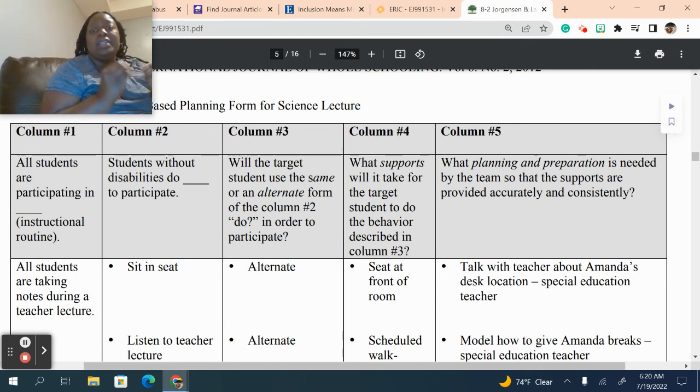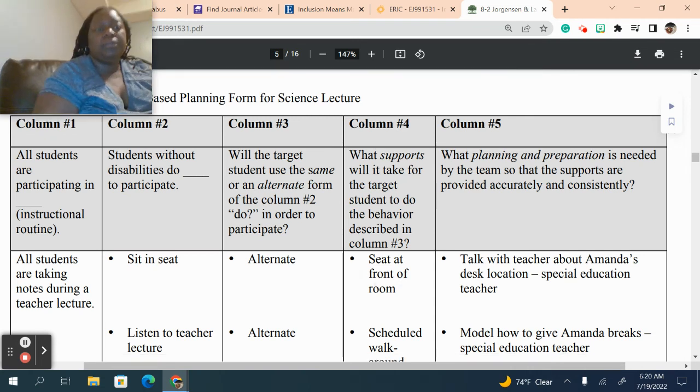And so you're having a team approach, not just the general education teacher being required to provide all these accommodations. These are the accommodations in the IEP. It goes beyond just supplying IEP accommodations. It's about a whole different way of planning so that everyone is included.